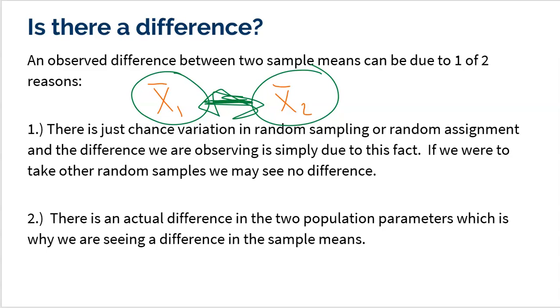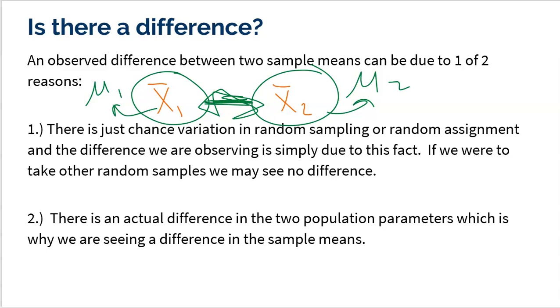Or maybe these two samples are different because there really is a difference between the two population parameters. There really is a difference between mu1 and mu2. Hence why there's really a difference between the samples. Because remember, a sample should reflect its population. So maybe I'm seeing such a difference between these two numbers because there really is a difference between their populations.